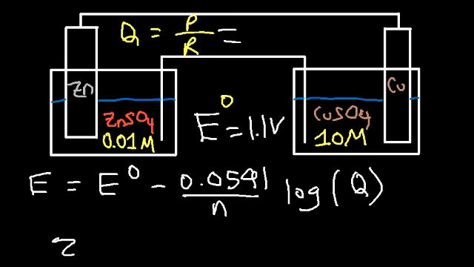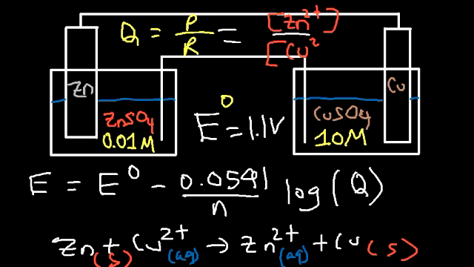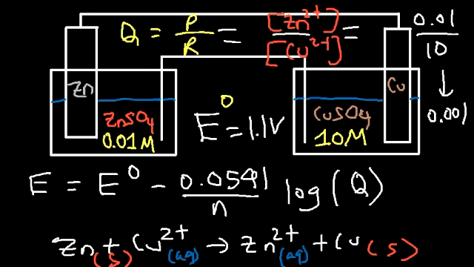So in a reaction where zinc reacts with copper 2 plus to produce zinc 2 plus and copper metal, we can't include copper solid or zinc solid in the expression. We can only include the zinc 2 plus and the copper 2 plus ions because they're dissolved in the aqueous solution. So since Q is the ratio of the products divided by the reactants, it's going to be the concentration of zinc 2 plus divided by the concentration of copper 2 plus. For copper, it's 10, and for zinc, it's 0.01. So 0.01 divided by 10, that's 0.001.